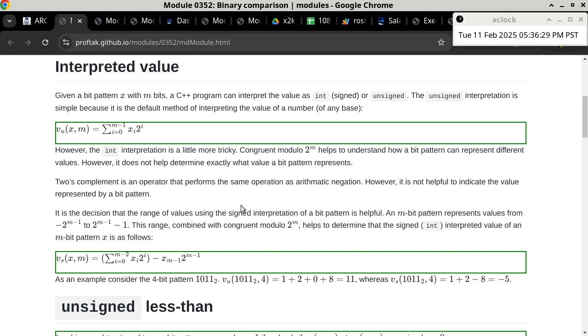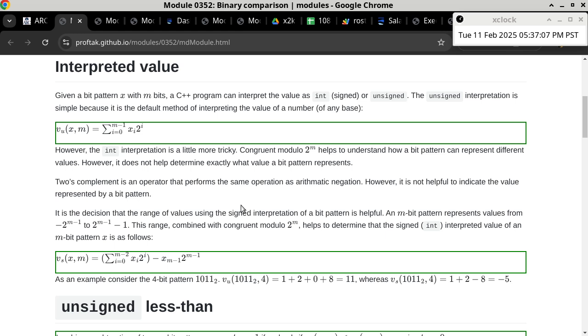Okay, so assuming that you have m bits to represent values, VU is representing the unsigned interpretation of a bit pattern. What is the value interpreted as unsigned, given that you have a bit pattern called X and you're using up to M bits? And then some of you will say, but Tech, we talked about this last Thursday. Yes, we did. So that means this is nothing new. This is something that we have already talked about.